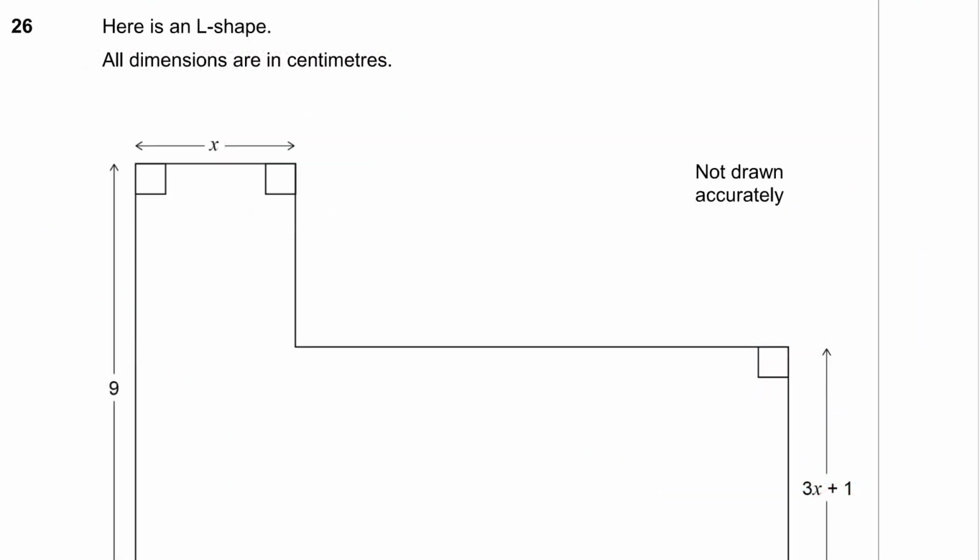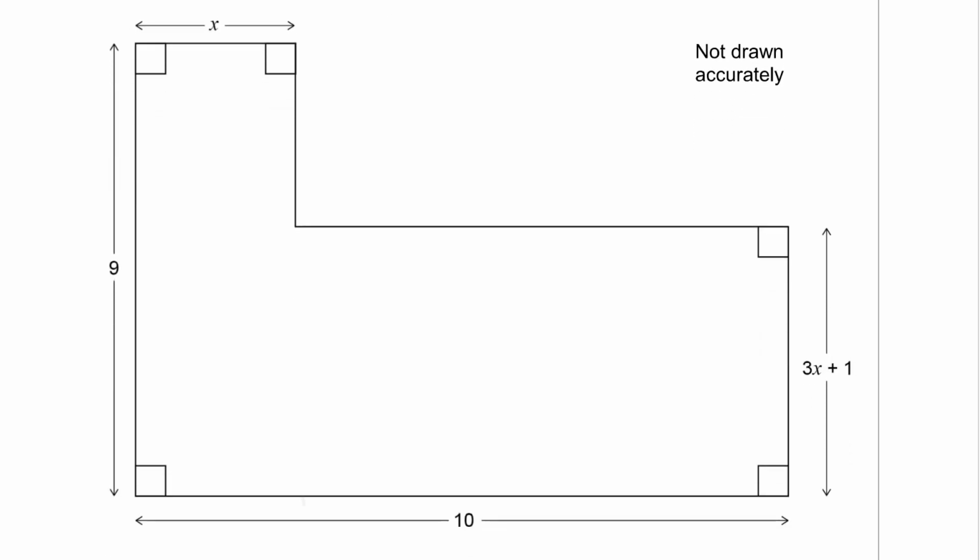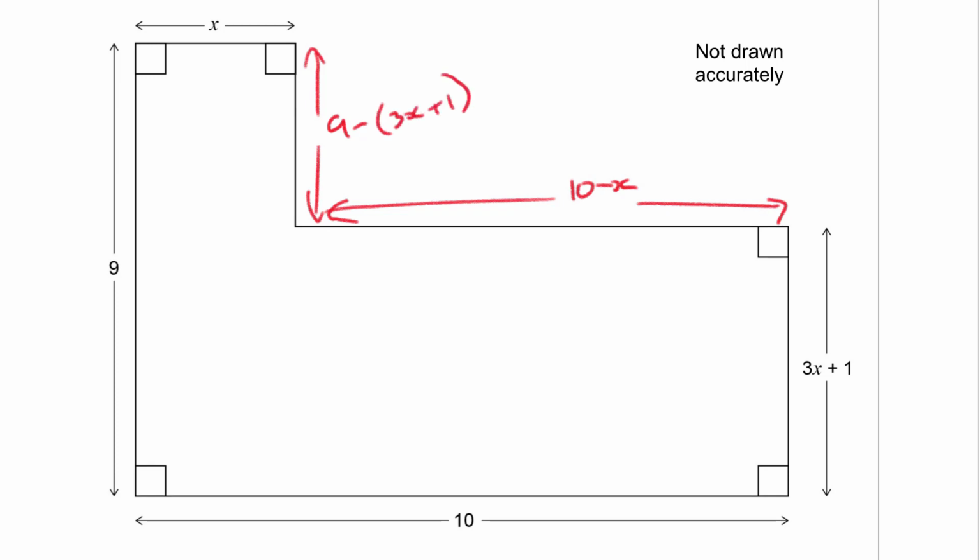Question 26. Here is an L shape. All dimensions are in centimeters. Okay, so we've got this shape here, and we know 2 of the sides, and 2 of them are given algebraically. Now we've got some missing sides down here and down here, but we can usually work those out from the other sides, can't we? So for instance, this horizontal distance is the difference between 10 and x, so that side is going to be 10 minus x, and this one up here is going to be the difference between 9 and 3x plus 1, so it's going to be 9 take away 3x plus 1.